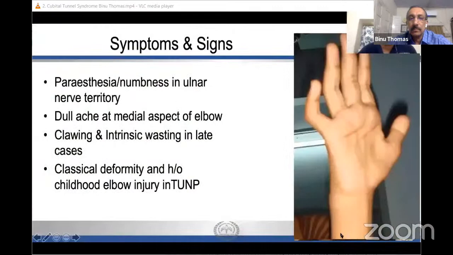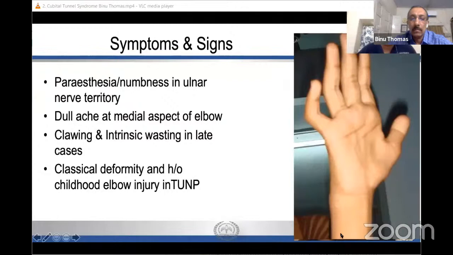Paresthesia and numbness in the ulnar nerve territory is the hallmark of both these situations, with a dull ache at the medial aspect of the elbow. In later stages, clawing and intrinsic wasting are seen. The classical elbow deformity, valgus deformity, can be seen in tardy ulnar nerve palsy also.